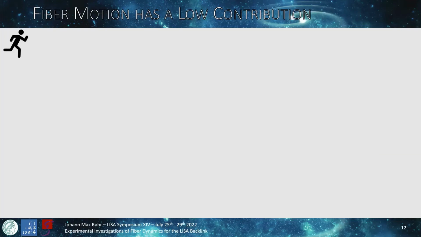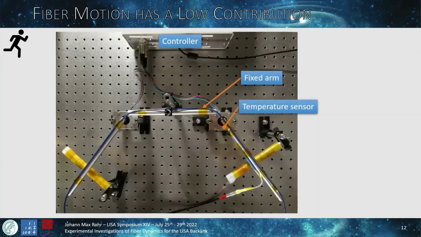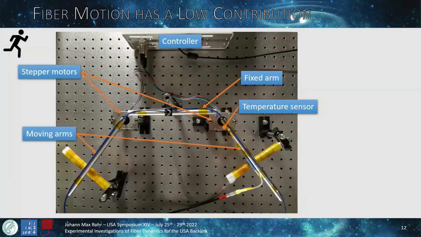In addition to the measurements in temperature coupling and backscatter, we did measurements looking into the response of the transmitted phase to motion of the fiber, and we used this setup for this. And here a pair of stepper motors moves a pair of lever arms in a sinusoidal manner, which in first order is similar to the motion we expect in LISA, and we attached a fiber to it.